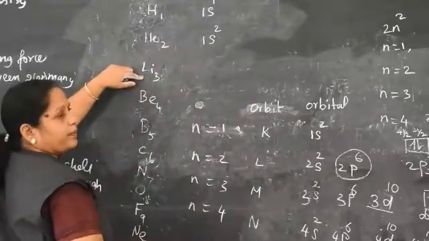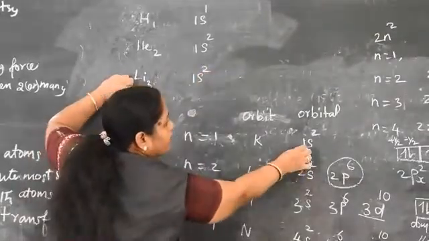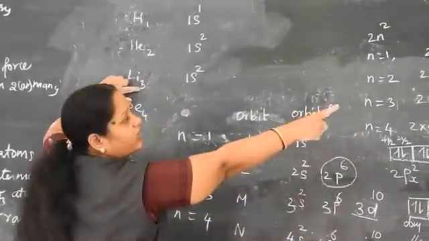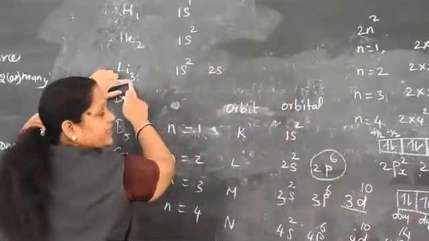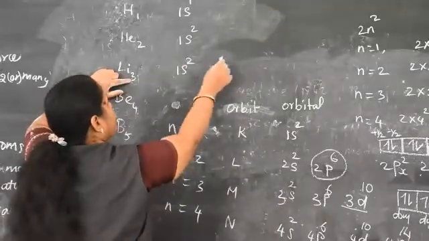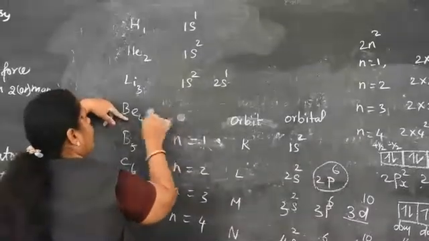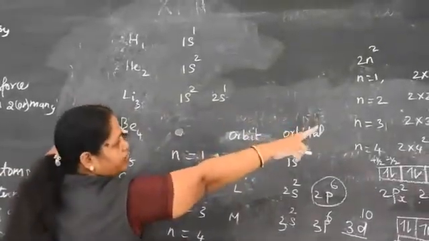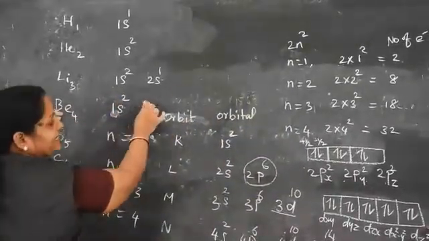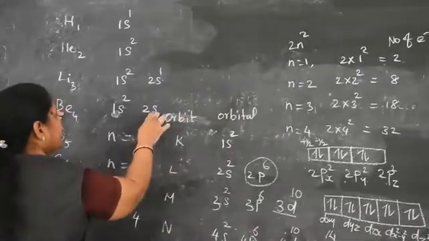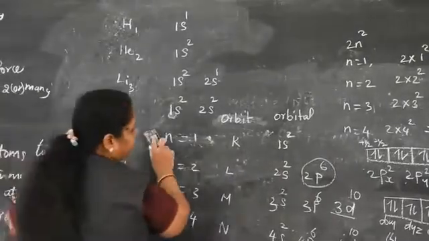Then lithium. 1s. What is the maximum number of electrons in 1s? 2. After filling these 2 electrons, we move to the next part, 2s. How many electrons remain? 1 electron. So 2 plus 1, 3 electrons. Like that, beryllium, atomic number 4. You follow the Aufbau principle. First shell 1s with 2 electrons, second shell 2s, in which the maximum is 2 only. Like that you fill it.